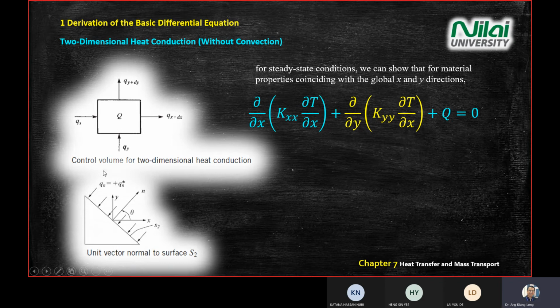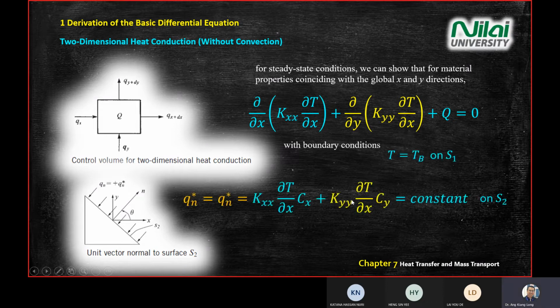Okay, another new diagram was added to the screen here. As you can see, if you cut the cube in half, you will see an angle at surface number 2, S sub 2, which means surface number 2. There is an axis given, so you have a normal axis with the angle, and a Y and X axis. And you have a Q arrow pointing into the surface. Then you derive the equation.